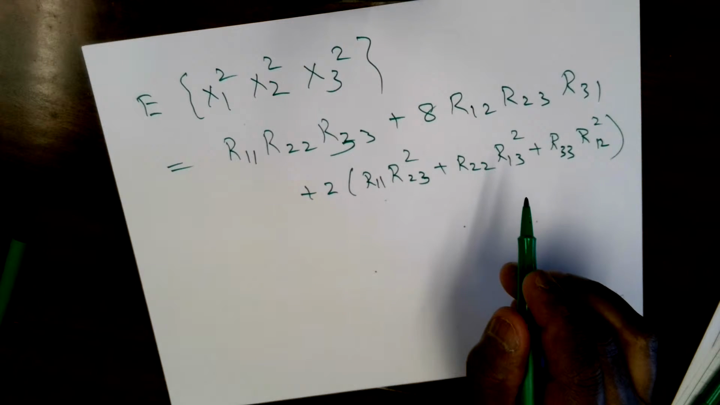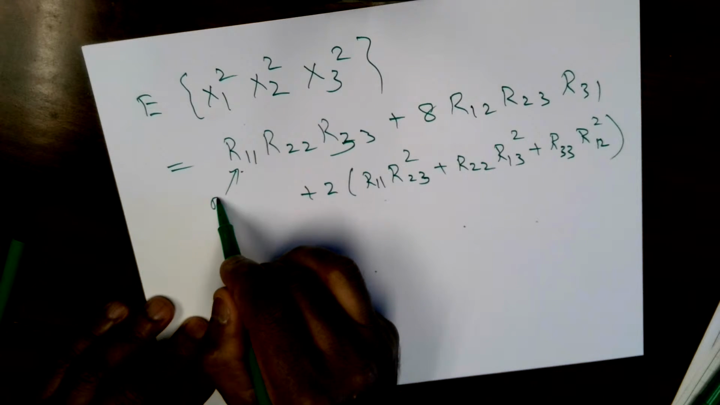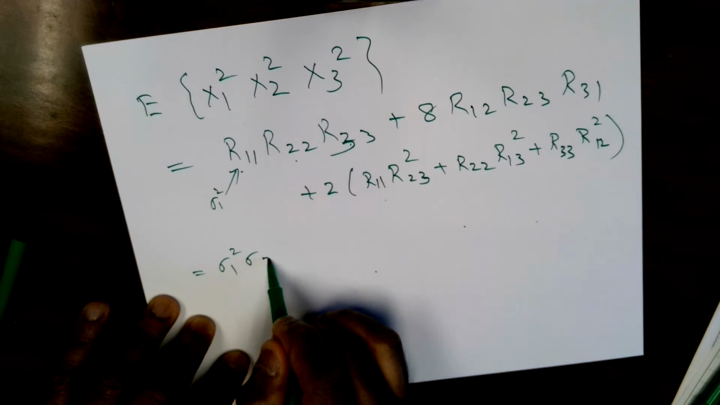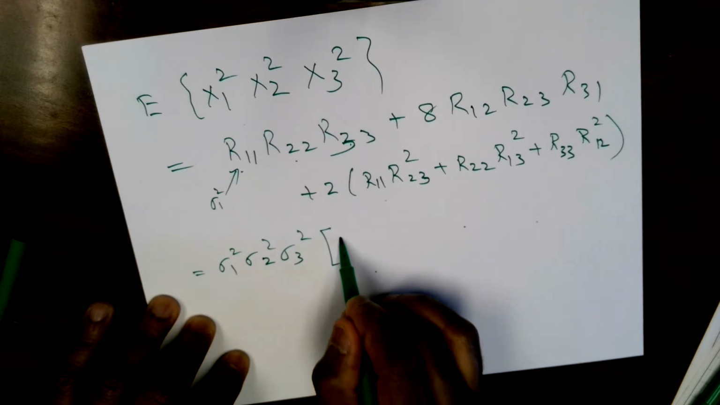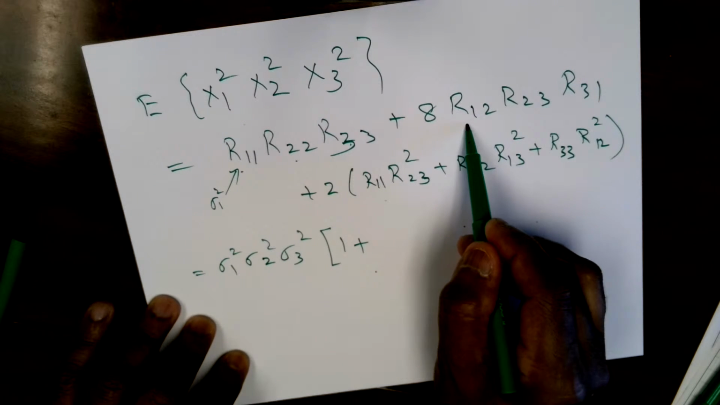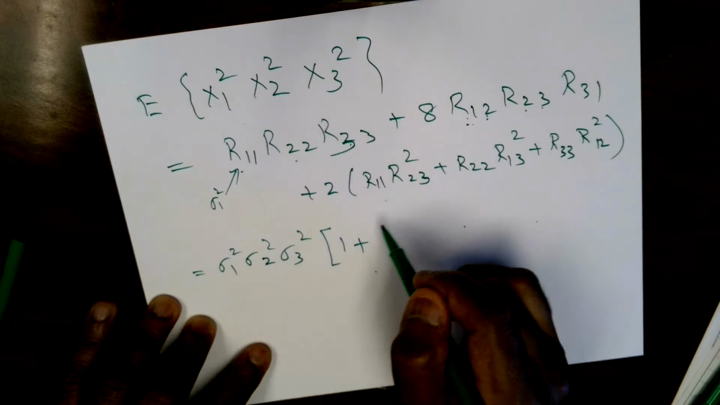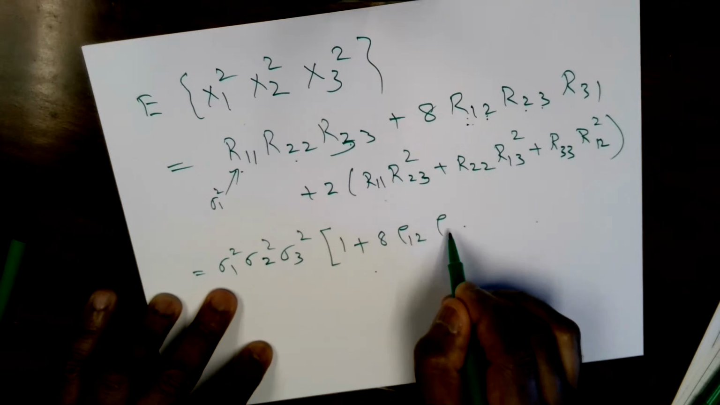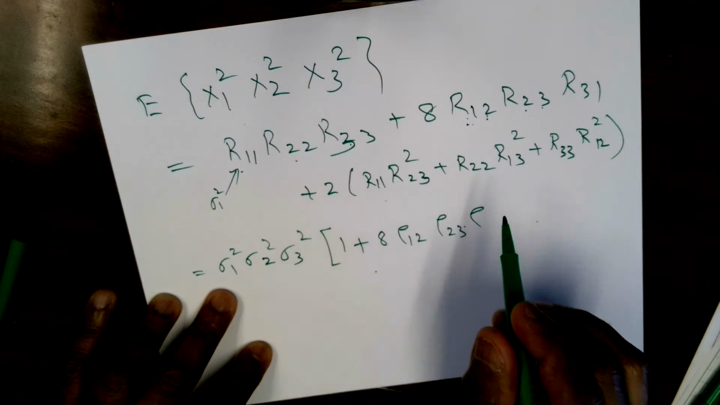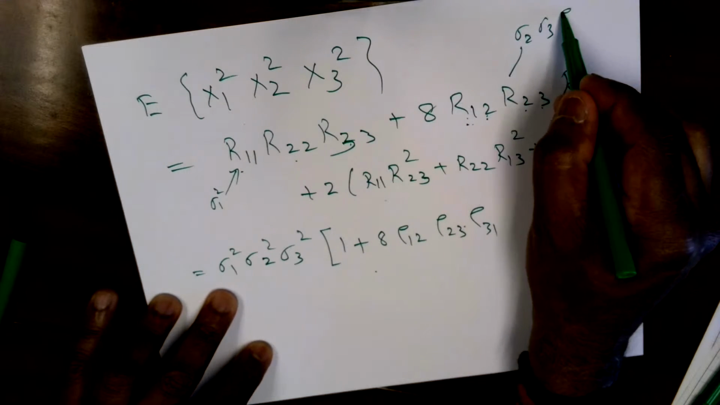Now you can of course simplify special cases. For example, this is sigma 1 squared, sigma 2 squared. So you can also rewrite this as sigma 1 squared, sigma 2 squared, sigma 3 squared times 1 plus, notice this is sigma x, sigma y, r12, sigma x. So sigma x comes twice, sigma 1 squared comes twice. So this is 8 rho 1,2, rho 2,3, rho 3,1, where rho is the correlation. In other words, each of these we'll write as rho 2,3 sigma 2 sigma 3, etc.